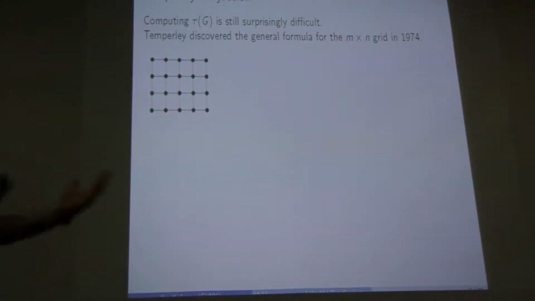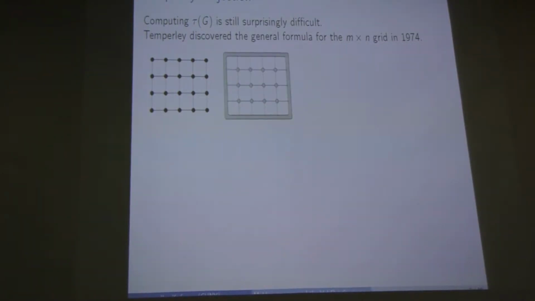But it's still surprisingly difficult to compute the number of spanning trees. So here is a 4 by 5 grid. In general, the formula for the m by n grid was only discovered by Temperley in 1974. Okay, so let me sort of test you guys. So here's a 4 by 5 grid. Think of a number. How many spanning trees does this graph have? I'll tell you in a moment, okay?